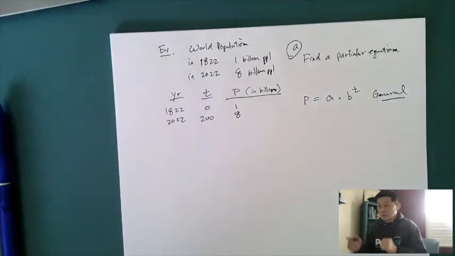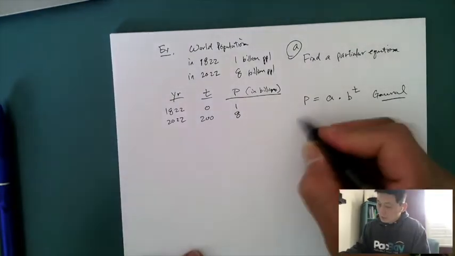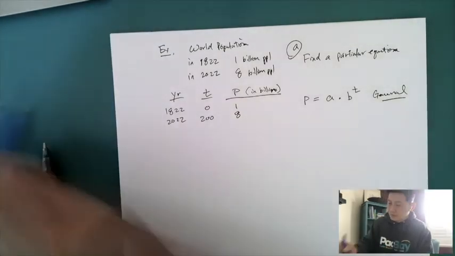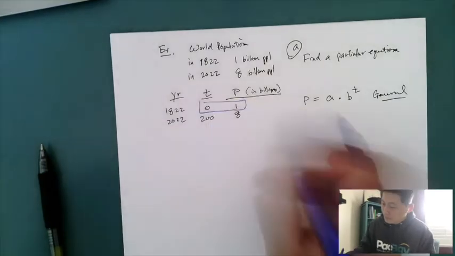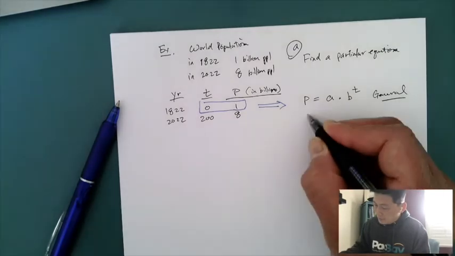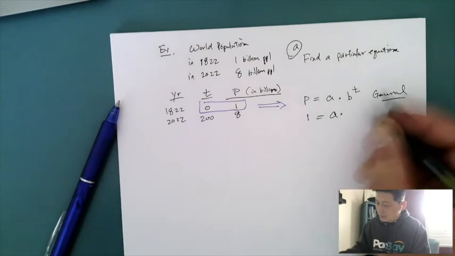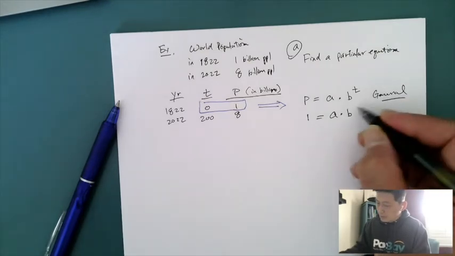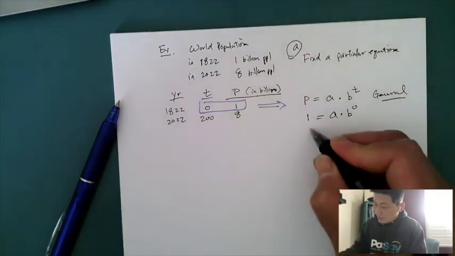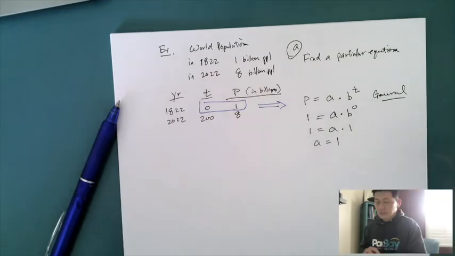But I want to find a particular, so I need to find A and I need to find B. So using the first set of data right here, we can apply this into the problem. So P is equal to 1, and A is A because we don't have A. We don't have B, but T is equal to 0. Oh, okay, that's easy. So then 1 is equal to A times 1. So that means A is equal to 1.